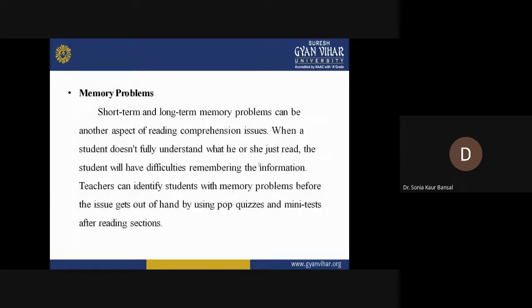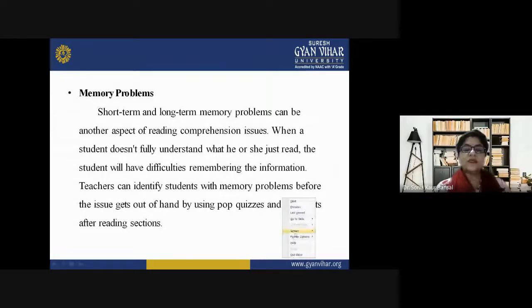Now, the next problem is related to memory. I would like to remind you that in the beginning, I told you about the main three things: decoding, comprehension, and retention. So retention is what I'm actually talking about, students, when there is short term or long term memory. Short term and long term memory can be another aspect of reading comprehension issue.